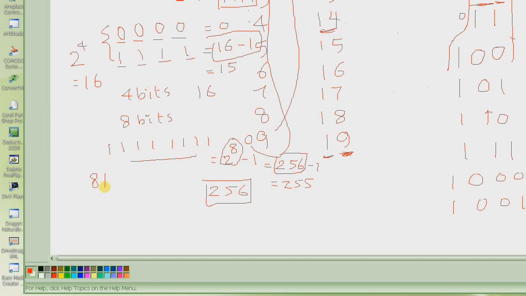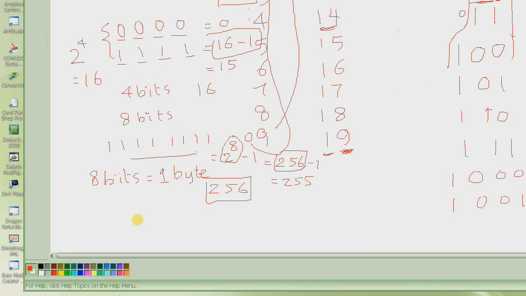These 8 bits are called 1 byte. Whenever I say 1 byte, you should remember that it is actually 8 bits, and the maximum number that we can write in 1 byte is 255. The smallest number is of course 0. Similarly, a collection of 16 bits is called 1 word, and 32 bits is called 1 double word.